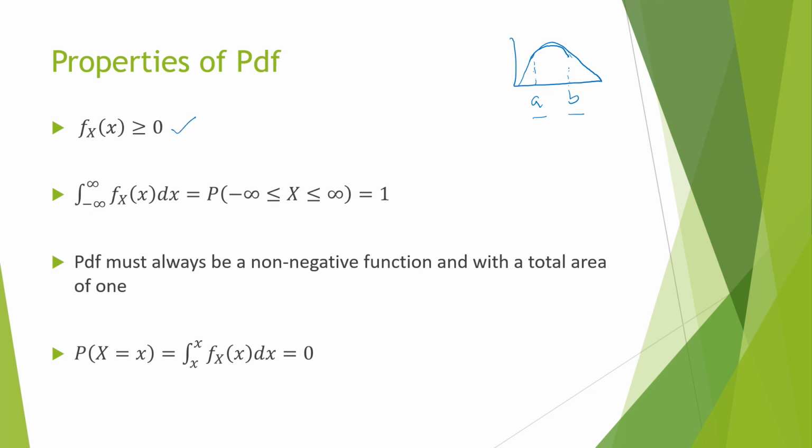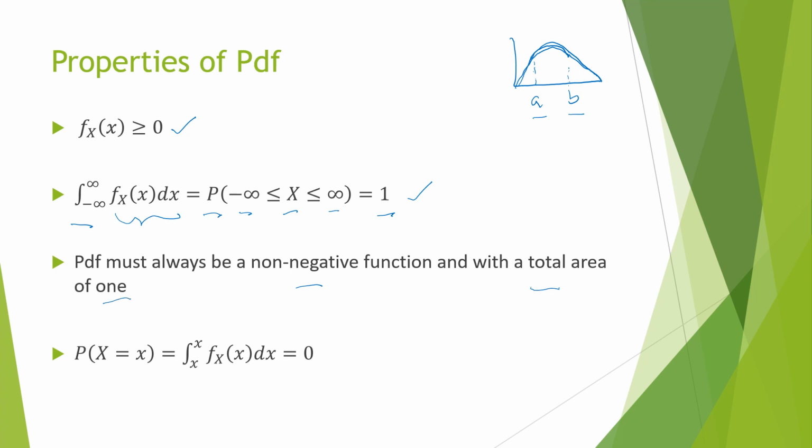Secondly, the total area under this curve is always unity. Again, being the probability, the total area occupied by the PDF between the interval minus infinity to infinity is 1, because the integral from minus infinity to infinity under the PDF is nothing but the probability of x lying between minus infinity and infinity. So it is 1. Therefore, the PDF is a non-negative function and its total area is 1.